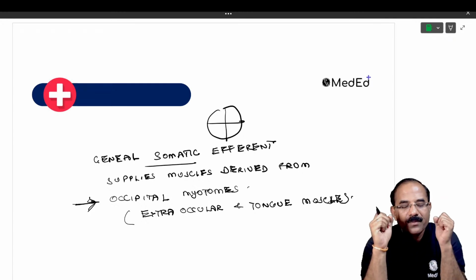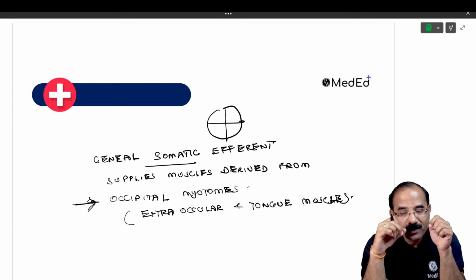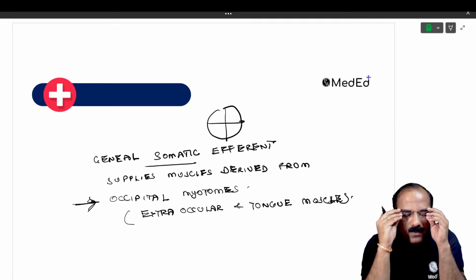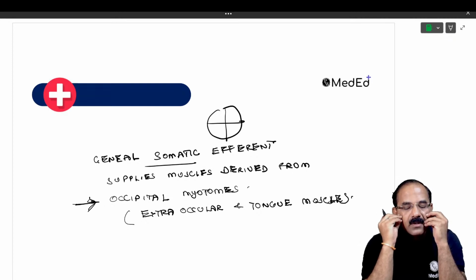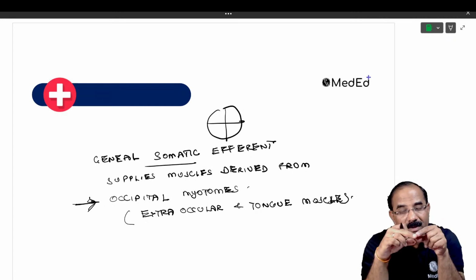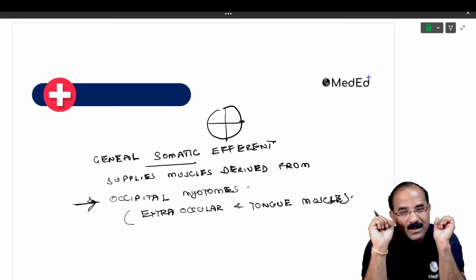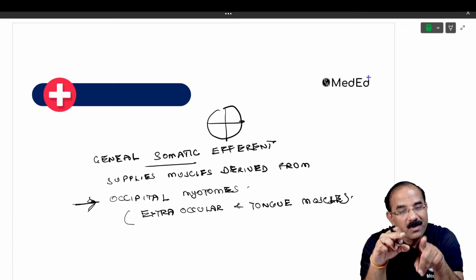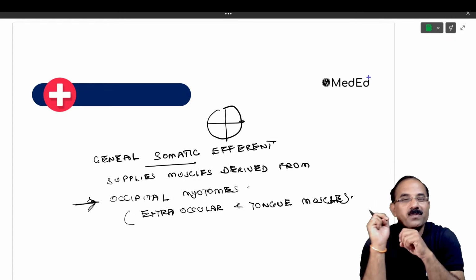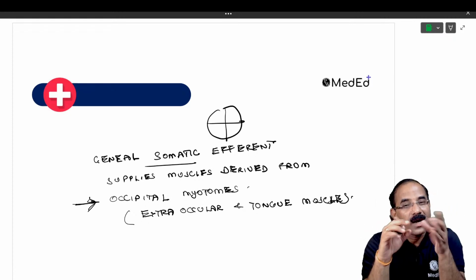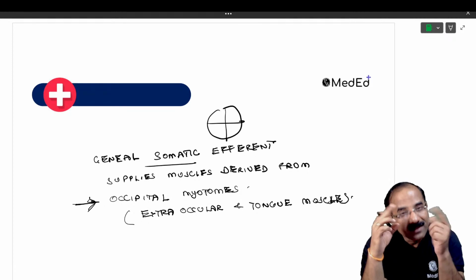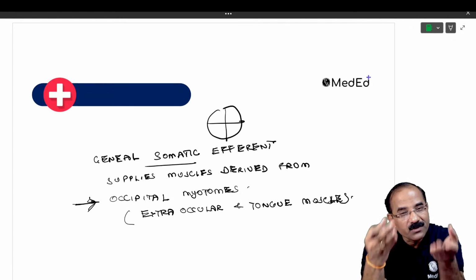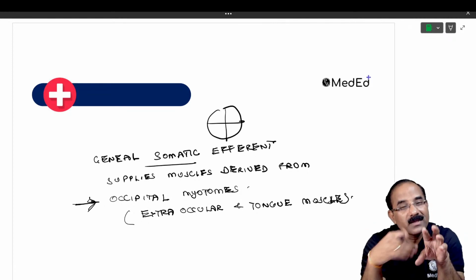Remember development of the tongue? In the embryology of the tongue you have studied the extraocular muscles and tongue muscles. In development of the tongue, you wrote the anterior 2/3, posterior 1/3, and the posterior-most part of the tongue. Then you have written that the muscles of the tongue are derived from occipital myotomes. That is why the motor nerve supply of the tongue is different and the sensory nerve supply is different.